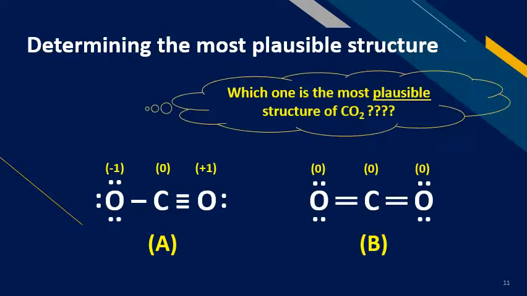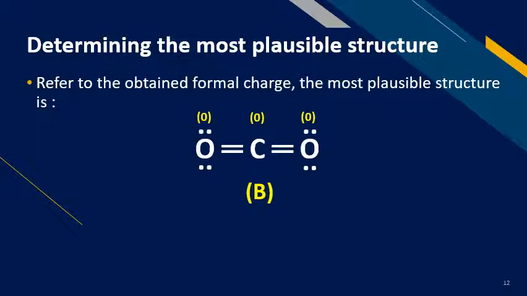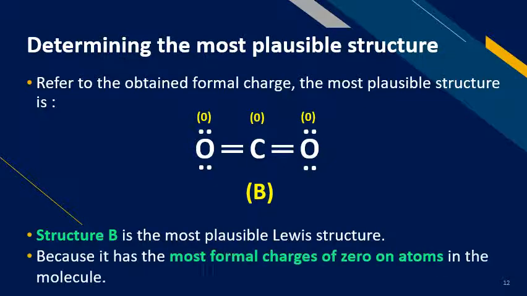Now, which one of these two possible Lewis structures of carbon dioxide is the most plausible? Structure A or structure B? Referring to the obtained formal charge, the most plausible structure is structure B. This is because it has the most formal charges of 0 on the atoms.